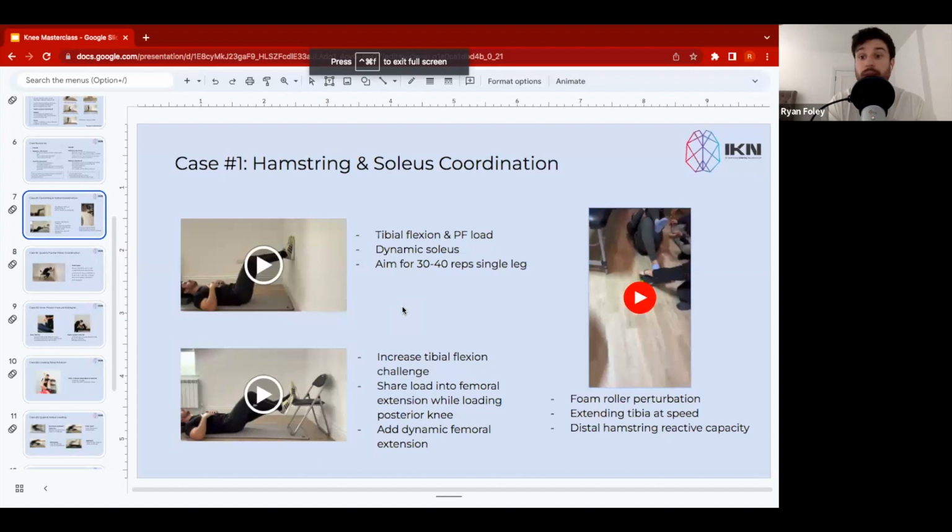And you can see in that video that the therapist was struggling to get through 5 to 6 repetitions of that. Okay, so we're trying to extend the tibia at speed and really challenge the distal hamstring's reactive capacity.